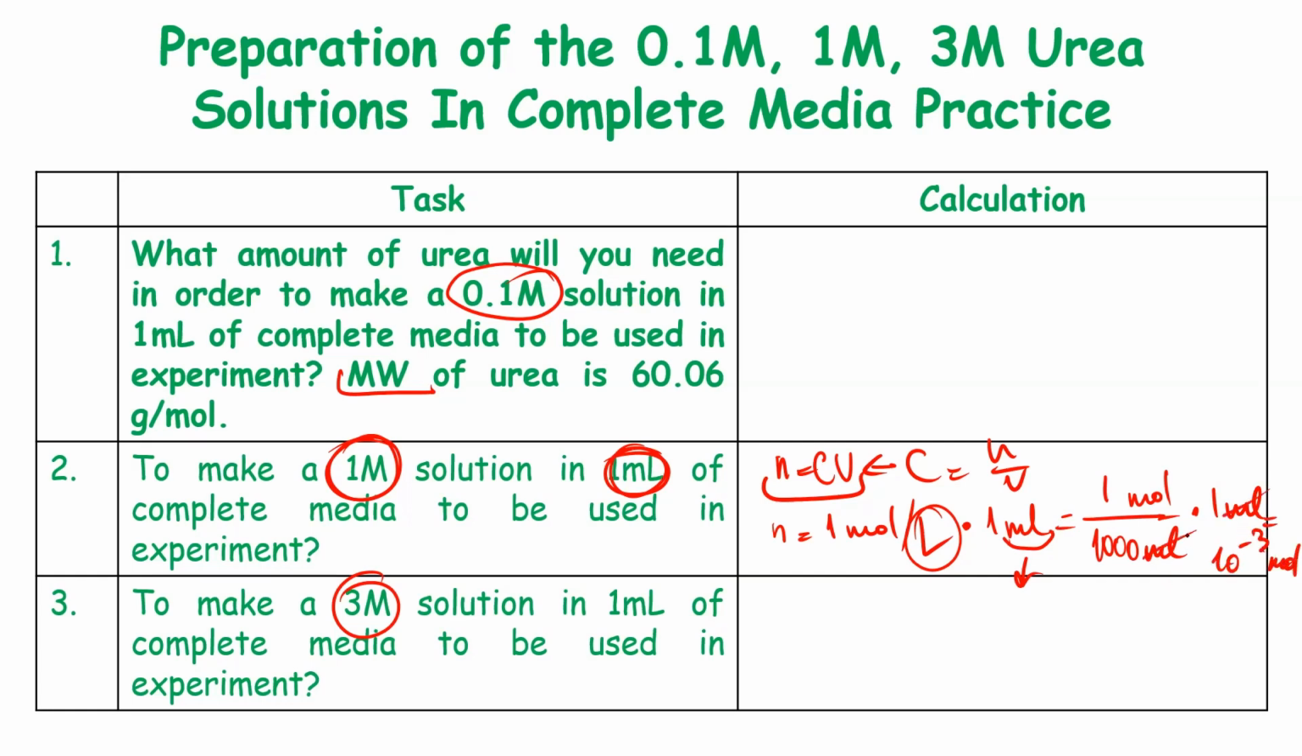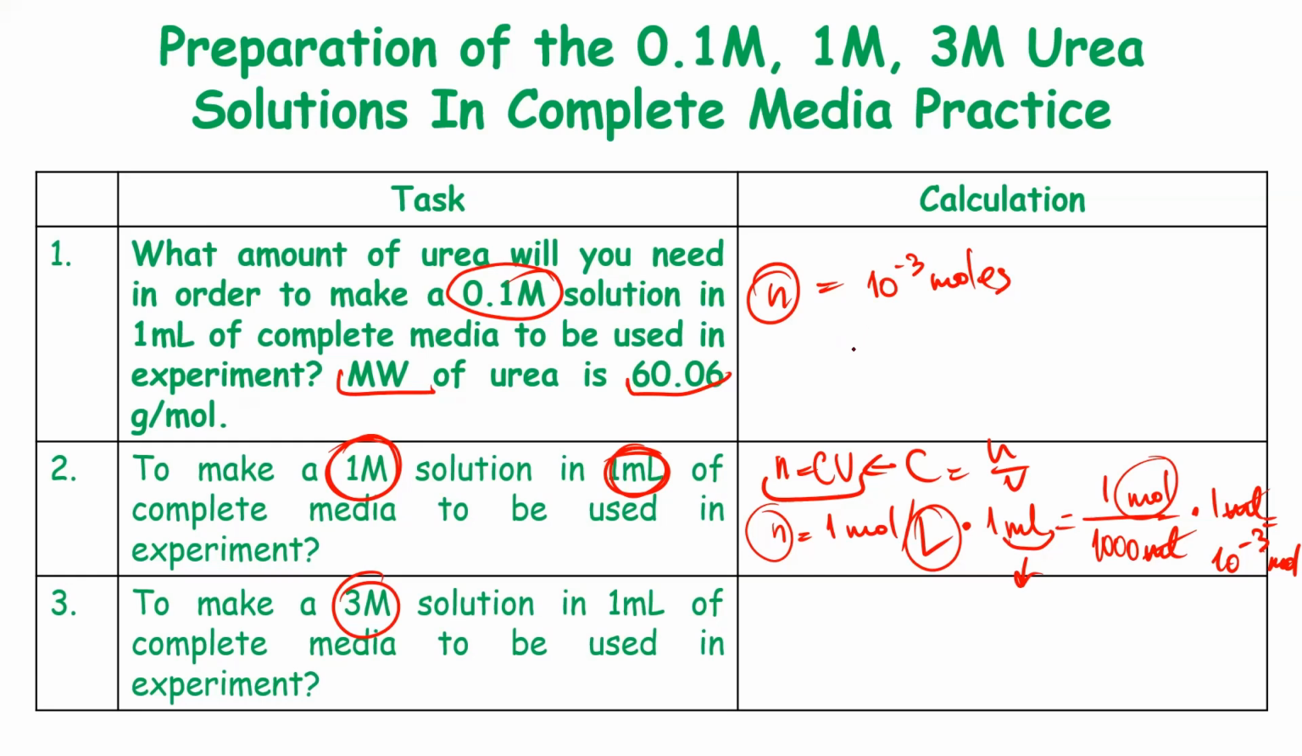Okay, so milliliters cancel each other and we are left with moles. So amount of substance is measured in moles. That means that we did everything correctly. Now we have amount of substance, which is 10 to the power of -3 moles. And I have the molecular weight, 60.06 gram per mole, so I just multiply.